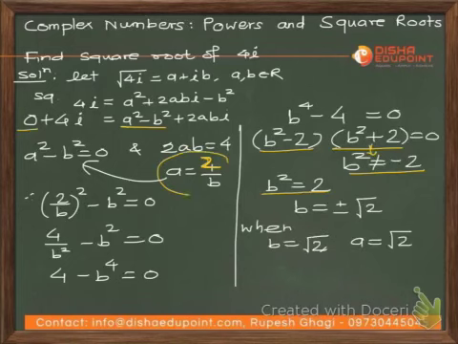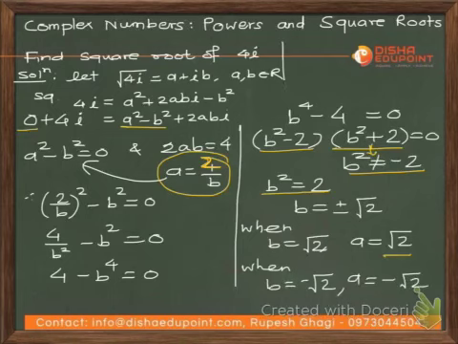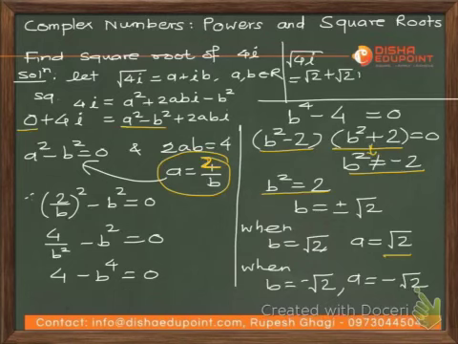Now using this equation, whenever b is equal to root 2, a will be equal to root 2, right? 2 upon root 2 is equal to root 2. And when b is equal to minus root 2, a is equal to minus root 2. So then we have two roots for these two solutions. The square root of 4i can be either root 2 plus root 2i or minus root 2 minus root 2i.